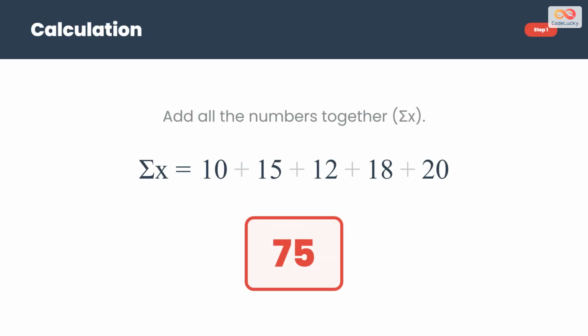Step 1 is to calculate the numerator of our fraction, sigma x. This means we just add up all our numbers. 10 plus 15 plus 12 plus 18 plus 20. When we sum these together, we get a total of 75.